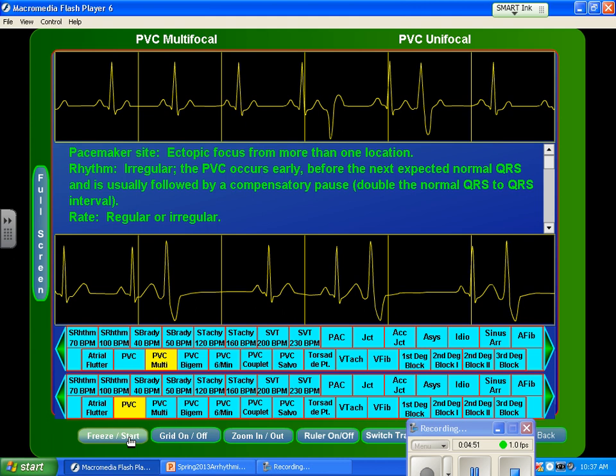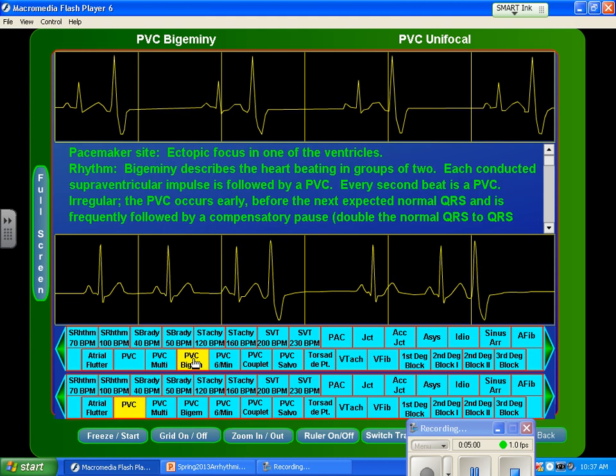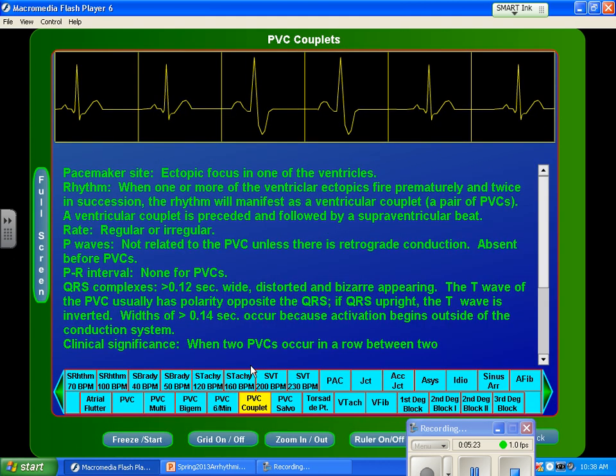Now, other things that you're going to see with PVCs and when you're hearing the reports, you're going to hear about bigeminy. That means every other beat is a PVC. So up on the top we have bigeminy. We have a normal complex, PVC. Normal complex, PVC. If it's trigeminy, every third beat, and it's going to happen regularly, every third beat, if you're in trigeminy, is going to be a PVC. If you have couplets, that's two PVCs in a row.